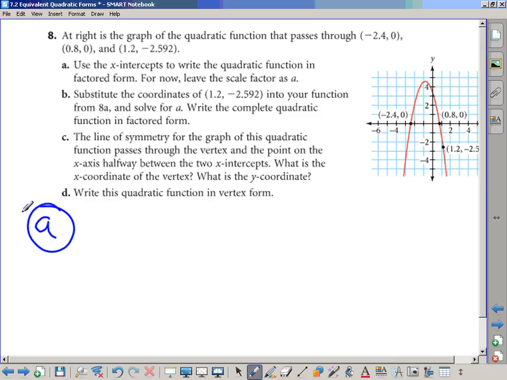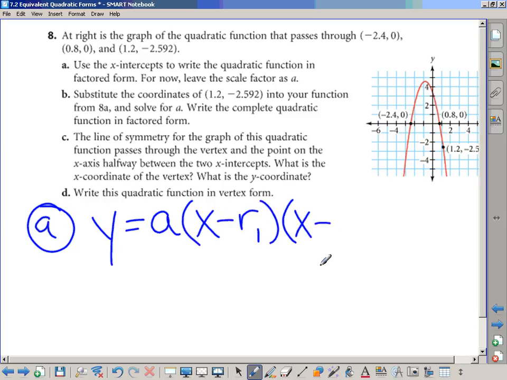What is factored form? What does it look like in terms of the A and the x minus root 1, x minus root 2? Okay, so here we go. We're going to go ahead up here, and we're going to look. Tell me what the roots are.